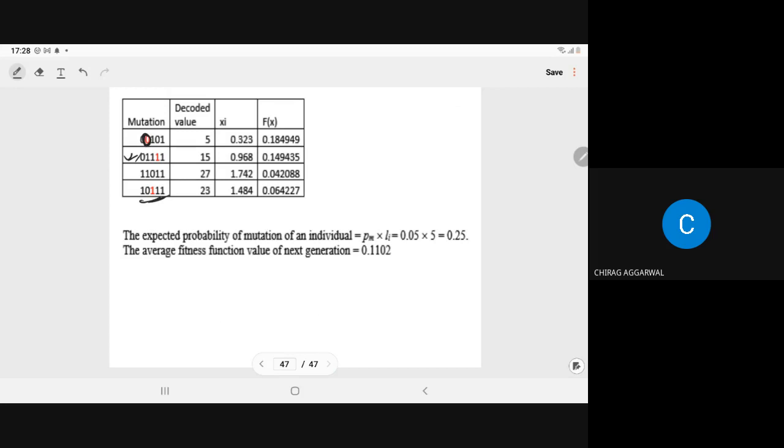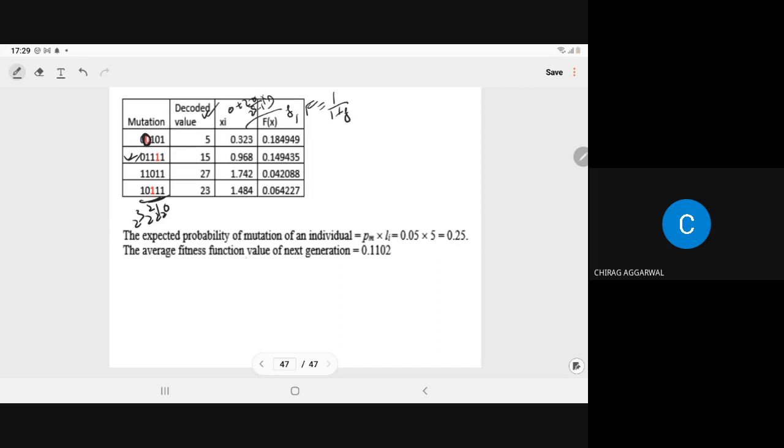So again we have to compute its decoded value. The decoded value is what? We just multiply with 2 to power 0, 2 to power 1, 2 to power 2, 2 to power 3. And from there we compute xi. Xi is 0 plus (2 minus 0) upon (2 to power 5 minus 1) into decoded value. From here we compute small f, and from small f we compute capital F as 1 upon 1 plus f.